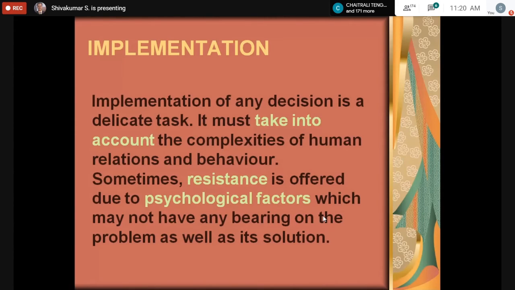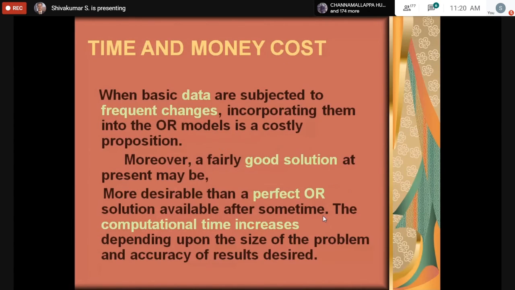Sometimes they may feel some psychological fear. The answer you are going to get may not be optimum, may not be a good solution. There is some sort of scare about the outcome of the problem. That's why it's difficult to implement.